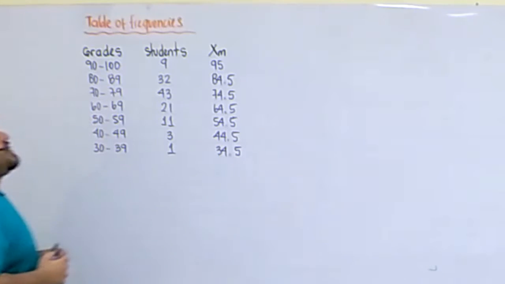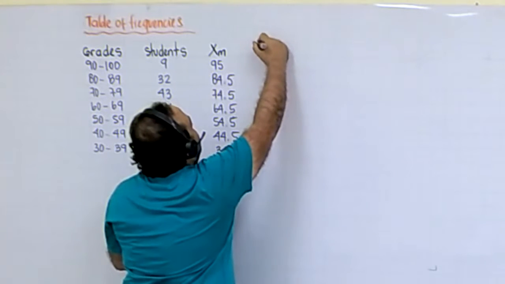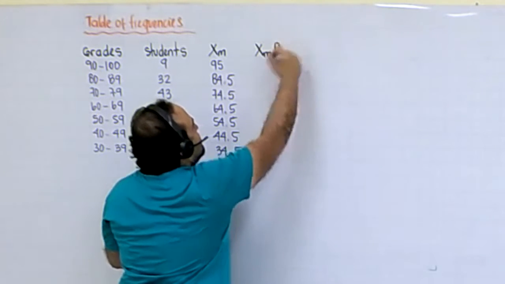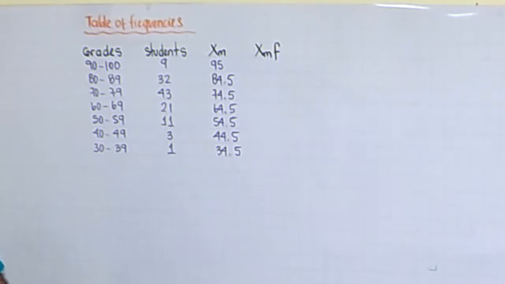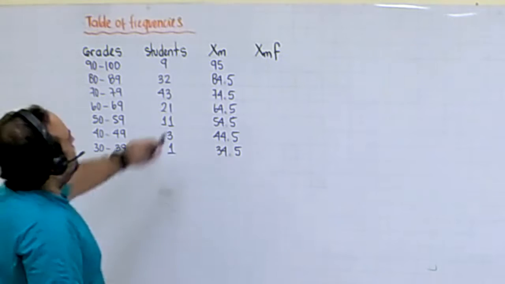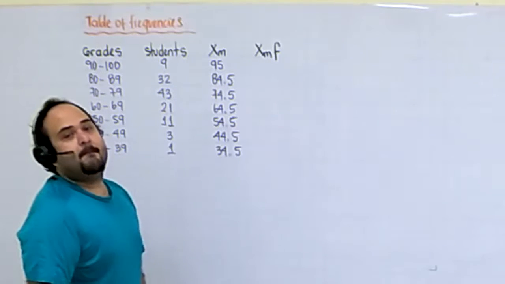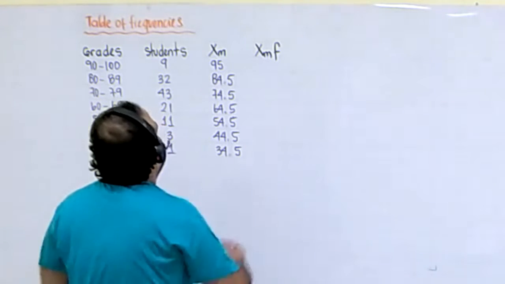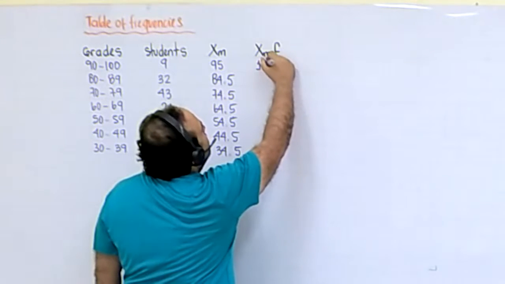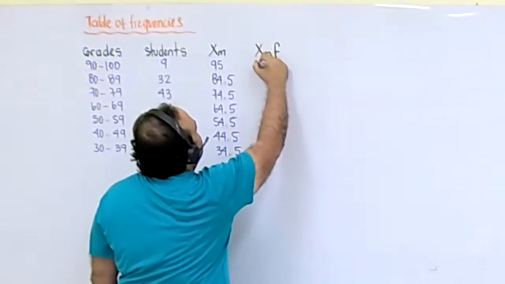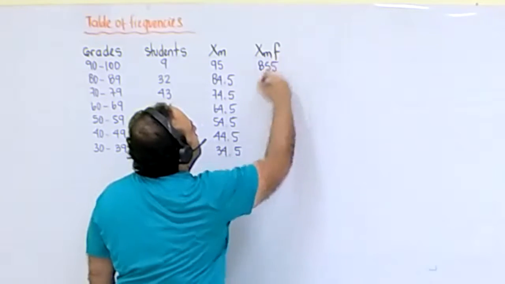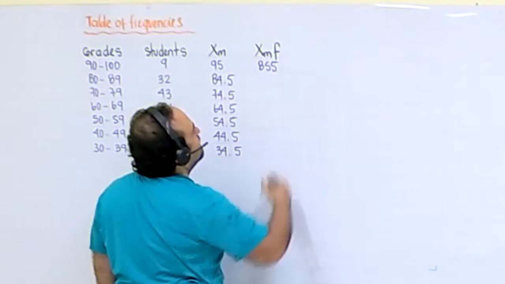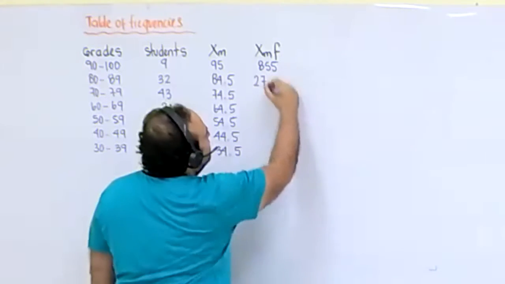All right. And the product between the class mark and the frequency, I mean, XM times F, will be the product, la multiplicación de 9 por 95, ¿cuánto fue? The values, please. 855. 2,704.